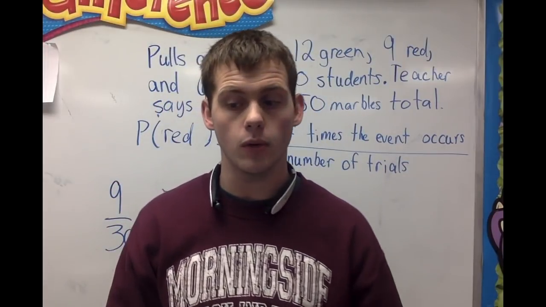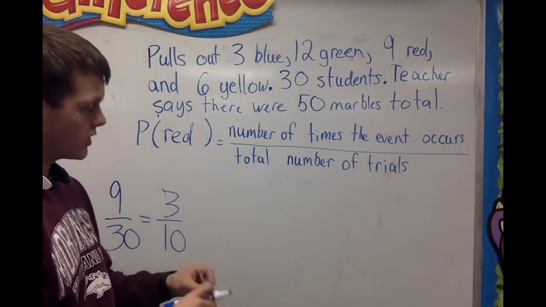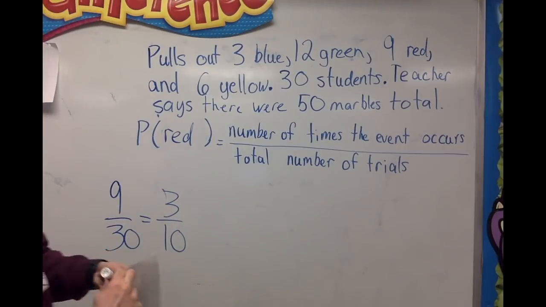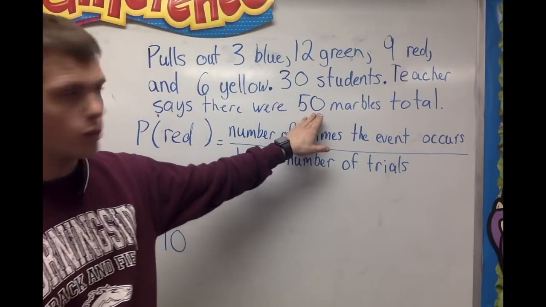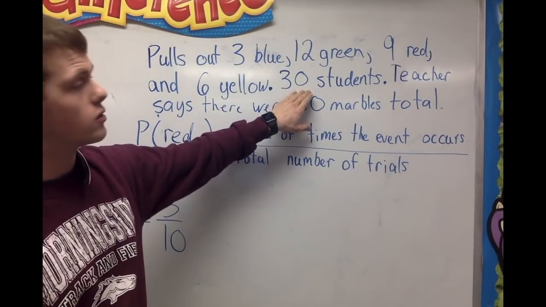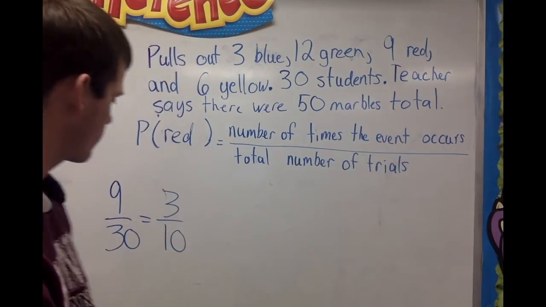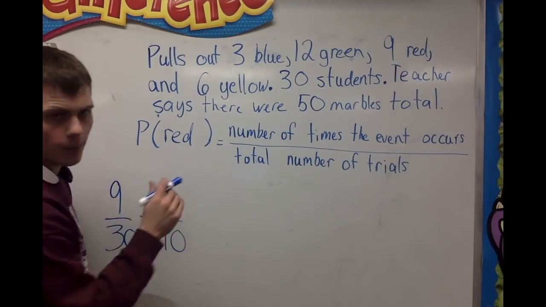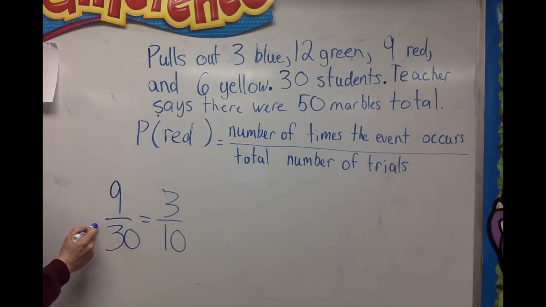So let's look at an example of experimental probability in action. So same problem as we were doing, but the teacher at the end of the day says there were actually 50 marbles in the bag. There was only 30 students, but they pulled 30 marbles out of a 50 marble bag. So we're trying to figure out how many red marbles there were in the bag. So we look at red, and we already found out that there was 9 out of 30 of the marbles that were picked out of the bag. We reduce that down to 3/10.